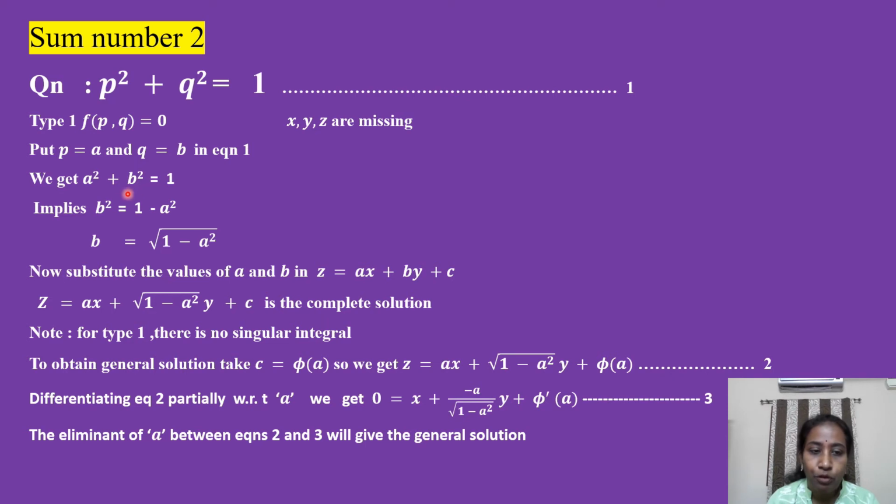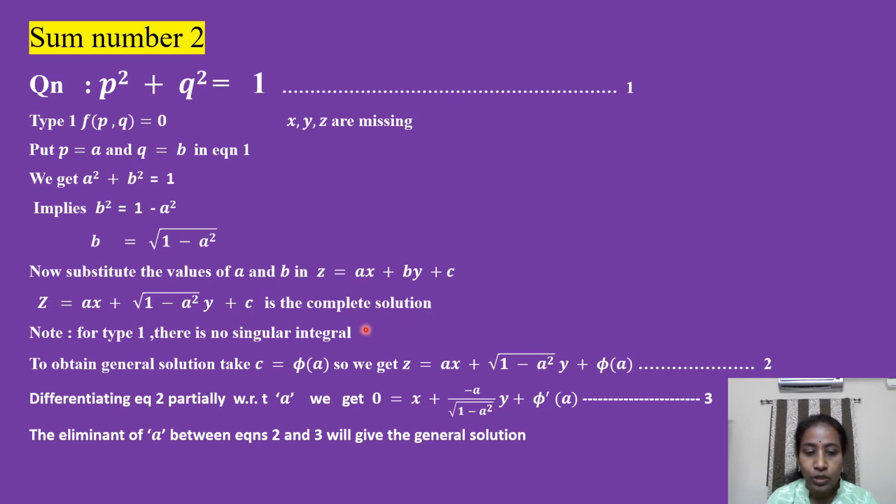Now from this I am going to find out the value of b. So I keep the b term on the left hand side. So b square is equal to 1 minus a square, which gives me b as the square root of 1 minus a square. Now I am going to substitute this value of b in z is equal to ax plus by plus c. So I get z is equal to ax plus root of 1 minus a square into y plus c, and this is my complete solution.